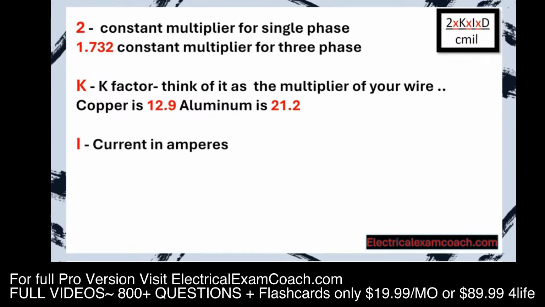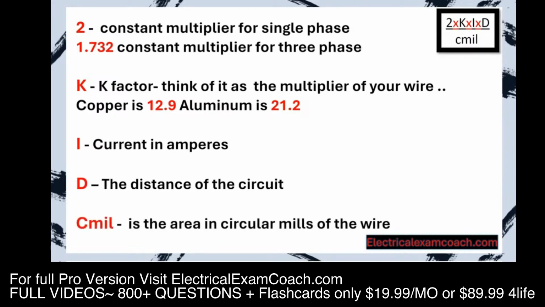I is your current in amperes, and D is going to be your distance. And you don't have to put it both ways. It's whatever distance the question says, you can plug it in one time. That's why I love this formula. And the C mils are going to be the circular mils of the wire, and we're going to teach you how to look up those.